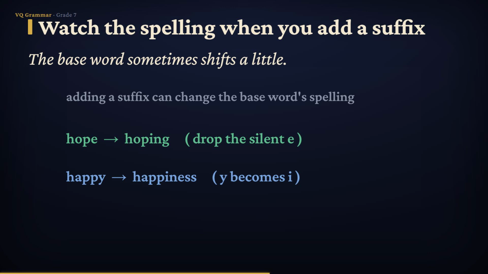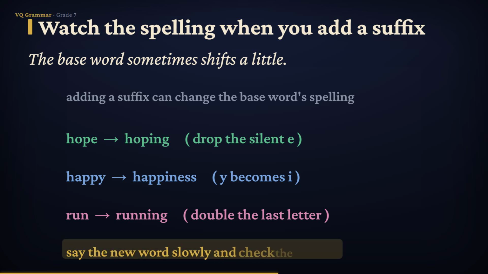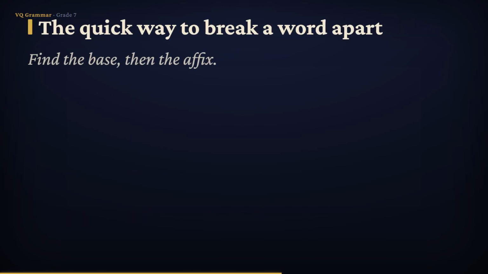Third, for some short words, you double the final consonant. Run becomes running, with 2 N's. When you add a suffix, glance back at the base word to see whether it shifts a little. Let's boil it down to a simple routine you can run on any long word.